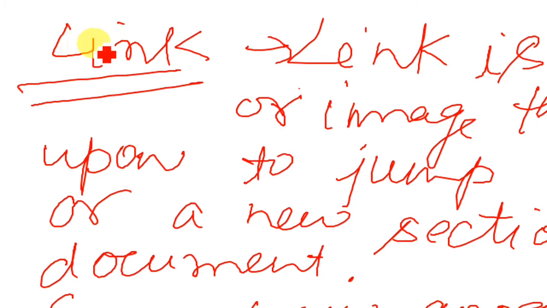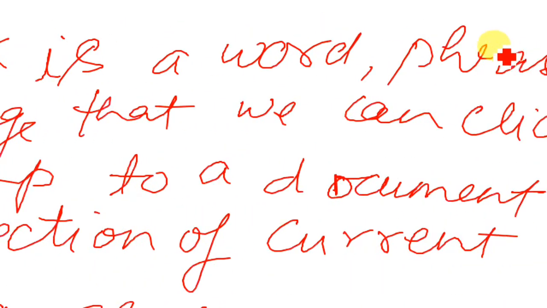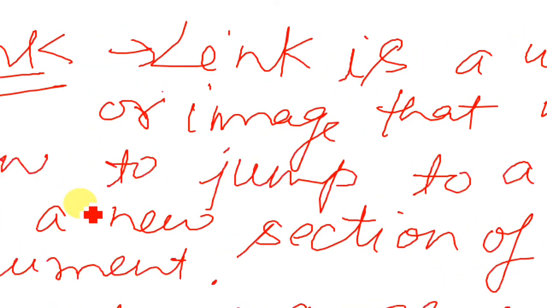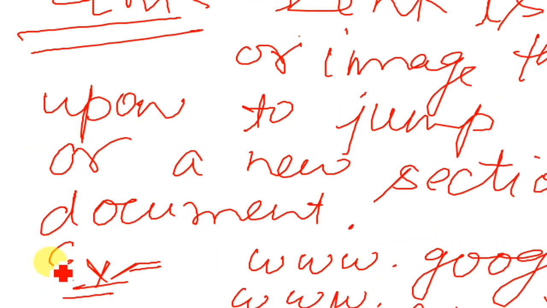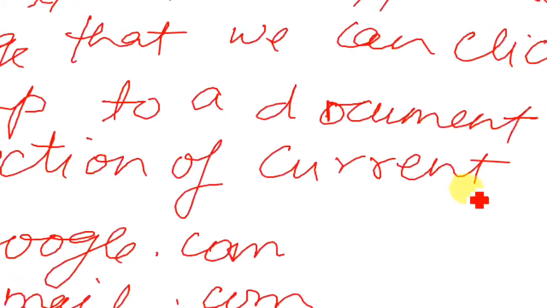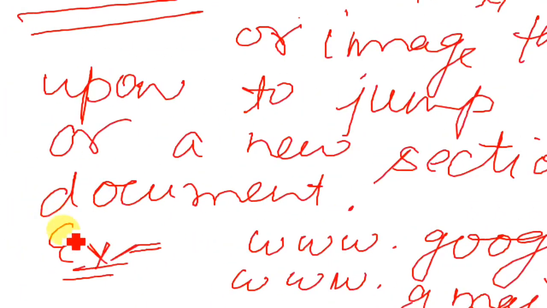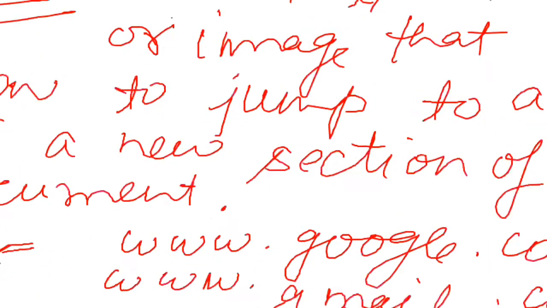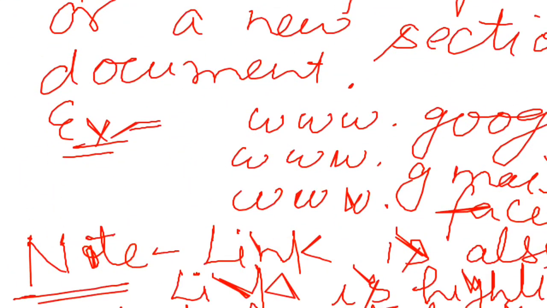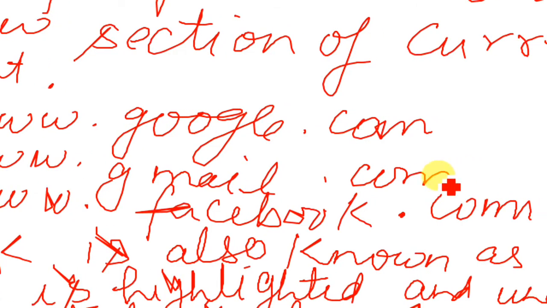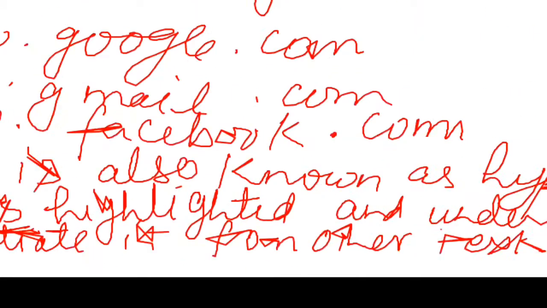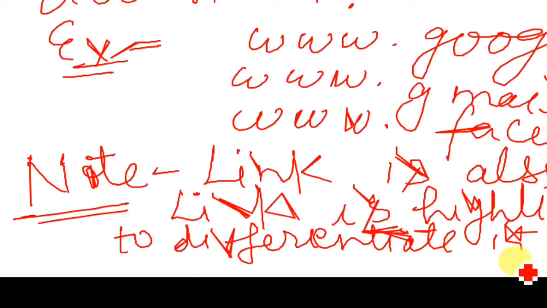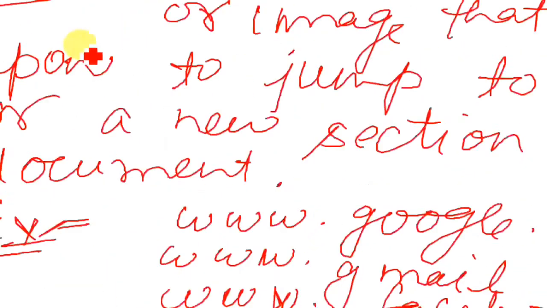So student, you have seen that a link is a word, phrase or image that we can click upon to jump to a new document or a new section of the current document. Examples are www.google.com, it is a link, www.gmail.com, www.facebook.com. And student, a link is also known as a hyperlink because a link is highlighted and underlined to differentiate it from other text.